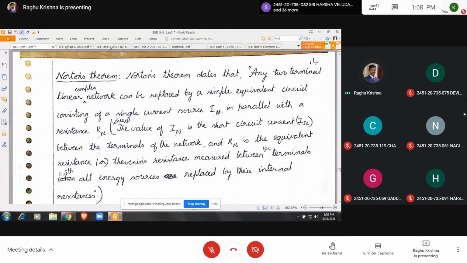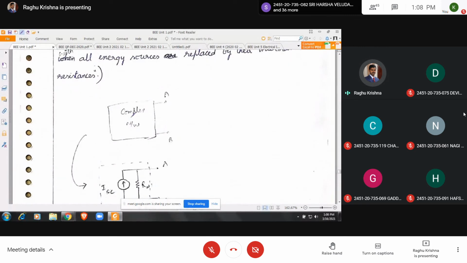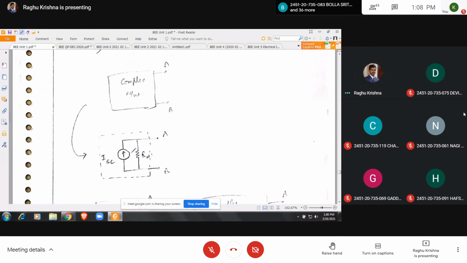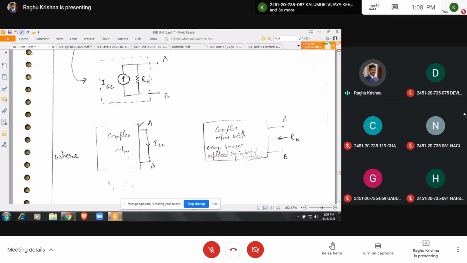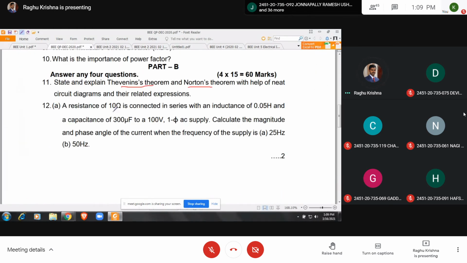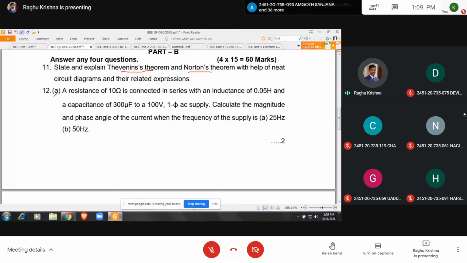Here we are going to replace the complex network with a simple equivalent circuit consisting of a single current source in parallel with the resistance Rn. How to find ISC? Short circuit the terminals A and B, and the current flowing from A to B is ISC, and the value of Rn is the same as RTH. Next, see the 12th one.